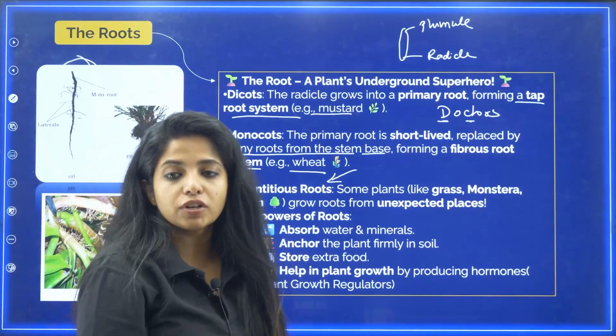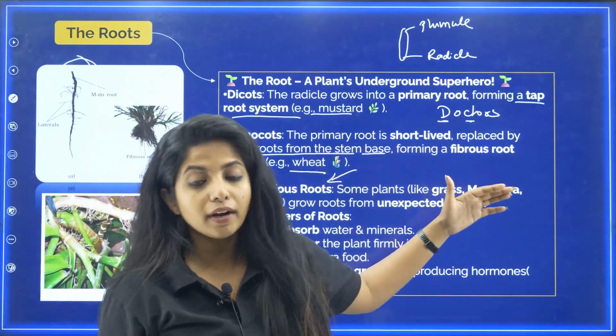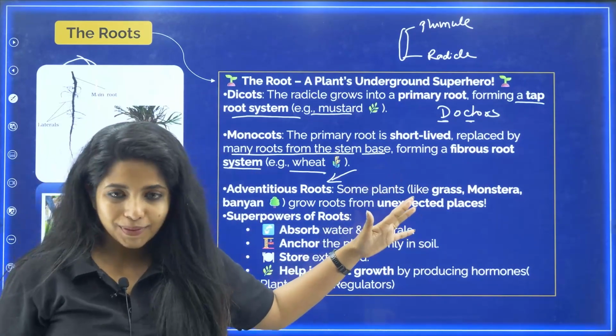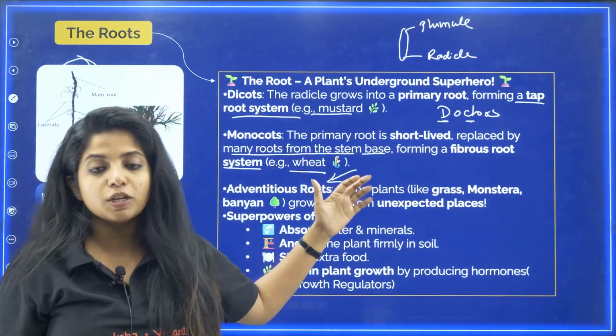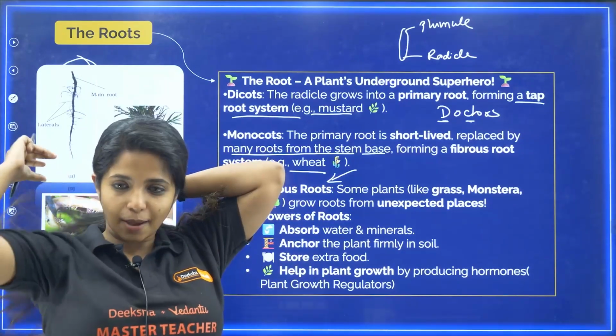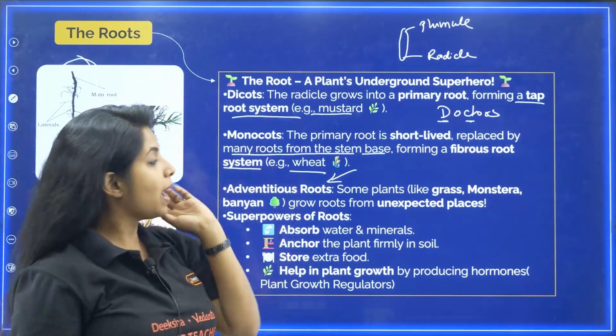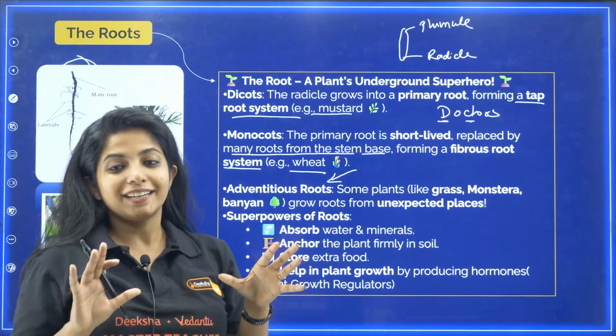So dicots, my dear children, they would be having taproot system. Monocots, my dear children, will be having what? Fibrous root system. Dicot example is mustard, and monocot example is what? Wheat, which is a monocot. Sorry, fibrous root example is what? Basically wheat. Now going ahead, adventitious roots, as I told you, are roots from an unexpected place, a different place apart from the normal places.